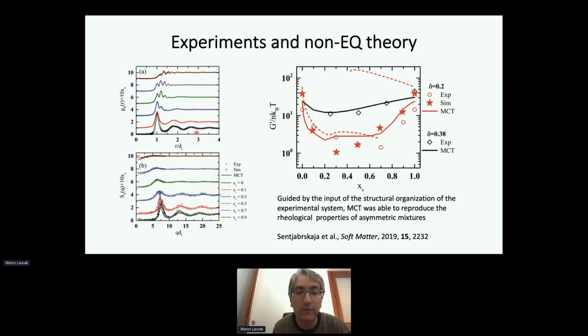we just saw in the previous slide to essentially compare, for example, to findings of mode coupling theory in this case. So the structural findings were used as an input to guide the MCT calculations, and based on the structural input, the MCT results were able to reproduce to a good degree of agreement the experimental and also simulation findings.